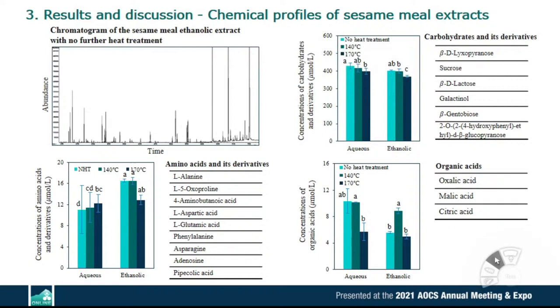And the next section is results and discussion. By GC-MS analysis, carbohydrates, amino acids, organic acids and lignan compounds were detected. The chromatogram is the analysis result of sesame meal ethanolic extract with no heat treatment. Carbohydrates such as sucrose and beta-gentiobiose were the most quantified compounds in sesame meal extracts. Nine amino acids and their derivatives were detected. Organic acids such as oxalic, malic, and citric acid were found more in aqueous extracts than in ethanolic extracts.